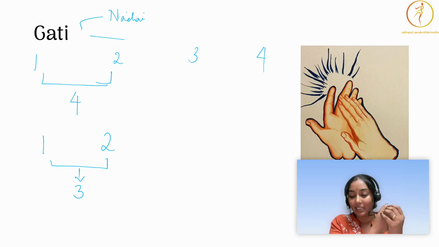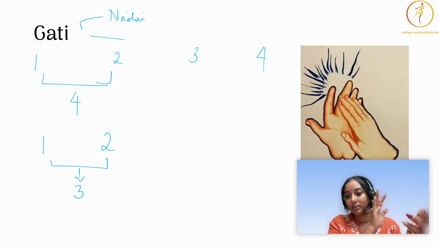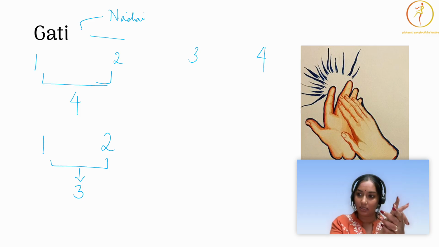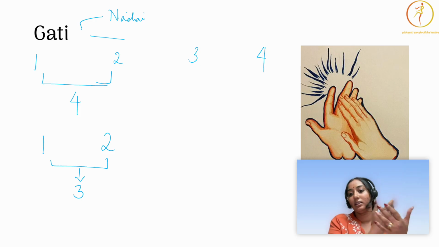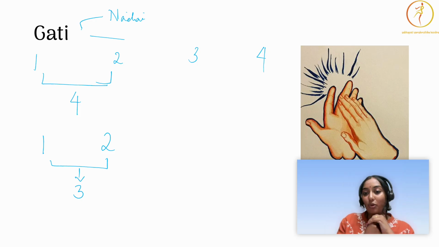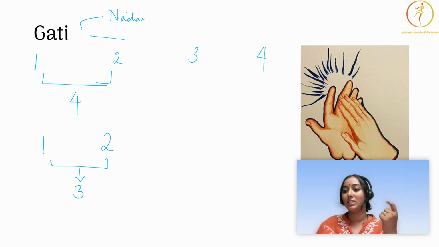Khandagati or Khandanade, so takka, takkitta, takka, takkitta. Usually we try to do two beats, to get a hold of it. Takka, takkitta, takka, takkitta, takka, takkitta. Please let me know which, according to you, is the most popular gati or nadai.